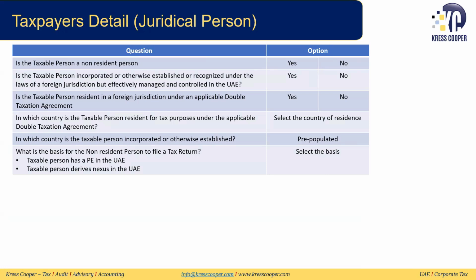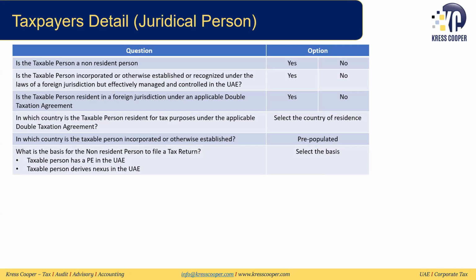So this is where the place of effective management rule will come in. So even if the entity is a non-resident person, but they are being effectively managed and controlled from the UAE, then you will have to mark it as yes. And then again, the answer to these questions will determine what the rest of your form will look like, and will you be considered resident here in the UAE or not.